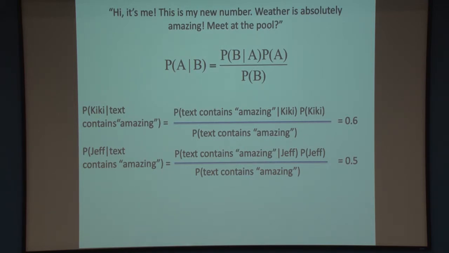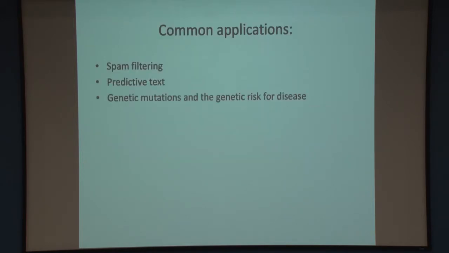And given those numbers that I had in the previous chart, the probability that Kiki sent it is 0.6. We can do the same thing with Jeffrey. We find the probability is 0.5. So given this model, you can predict that it's more likely that Kiki sent the text than Jeffrey. Does that make sense? Kind of.